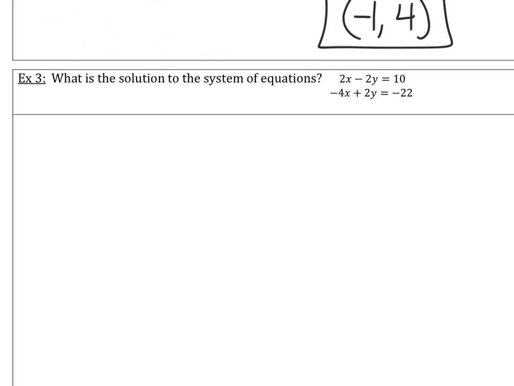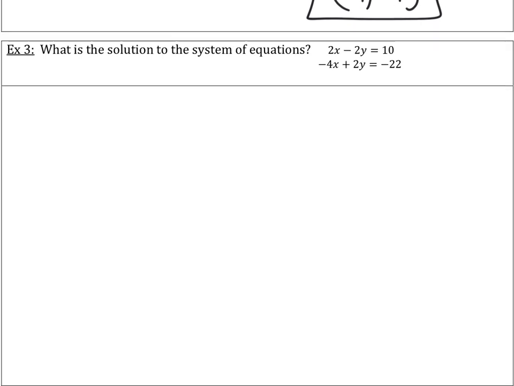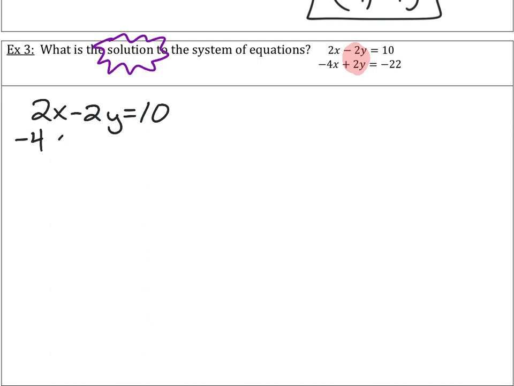Let's do one more. It says, what is the solution again? So, okay, solution, I'm looking for both x and y to the system of equations. Do you notice that this has opposite terms? Doesn't matter if it's x or y, they just need to be opposites. So I'm good to go. I'm going to write this one down again. So 2x minus 2y equal to 10, and negative 4x plus 2y equal to negative 22.